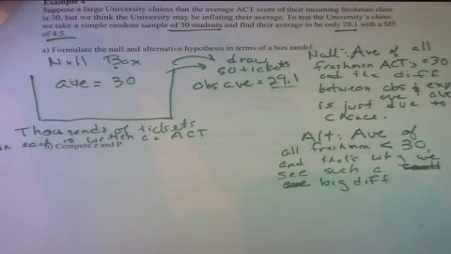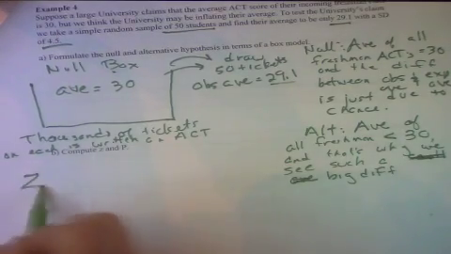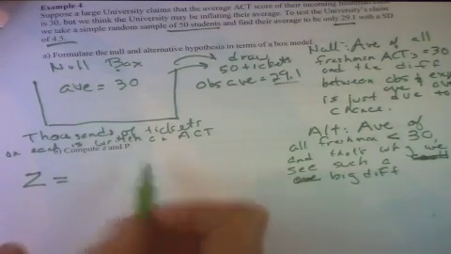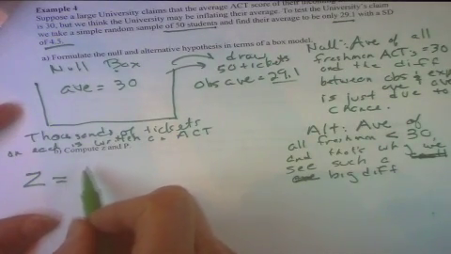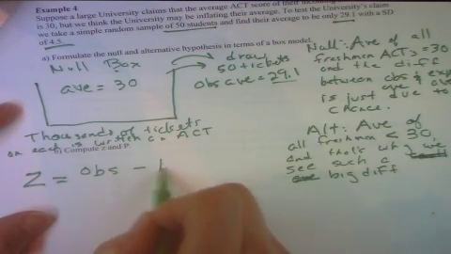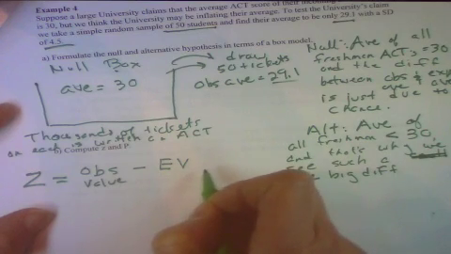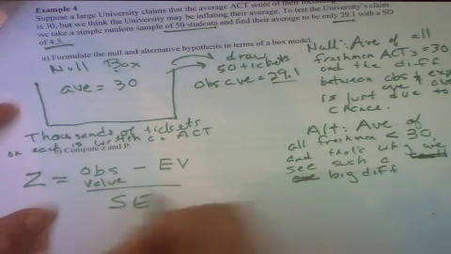Okay, so now I'm going to have to get out my calculator because I didn't do this problem yet. All right, so how are we going to do this? Well, the idea is that you have to compute a z-score. And the z-score is what? The z-score is always your observed value minus your expected value over some standard error. Okay?